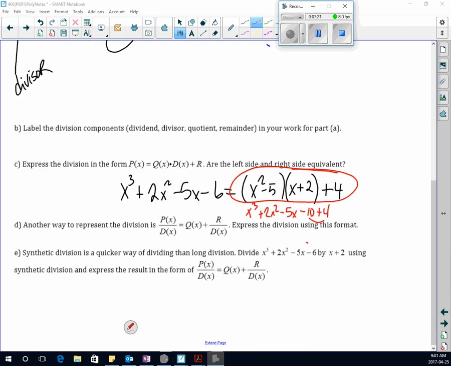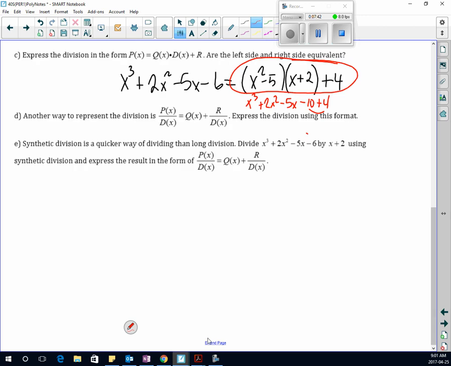A quicker way is synthetic division. Synthetic division uses only the coefficients to divide things. I'll show you how synthetic division works. So what we do is we put the coefficients of x cubed plus 2x squared minus 5x minus 6: 1, 2, minus 5, minus 6. Does everybody see?